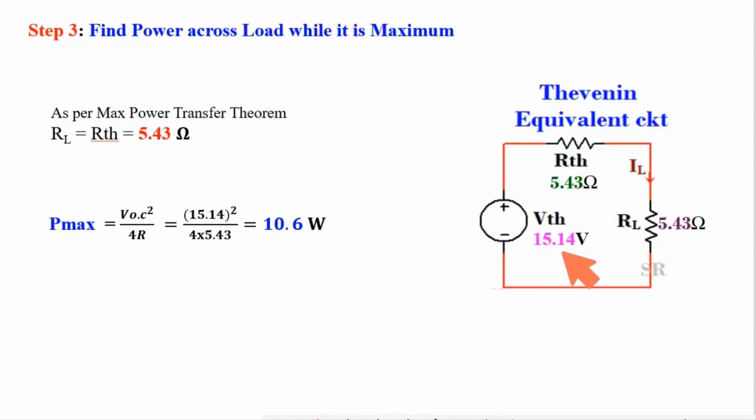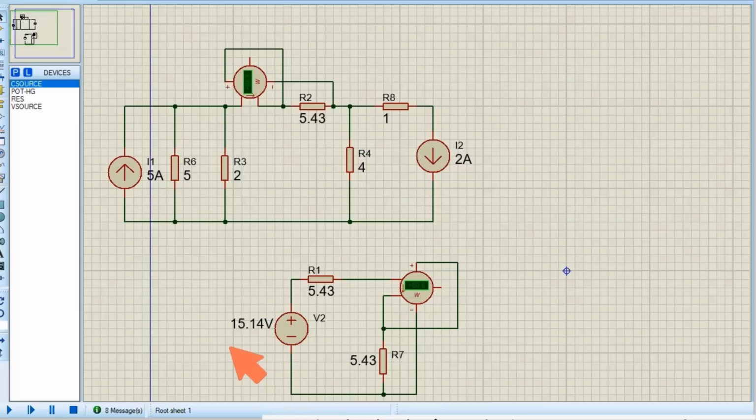So 15.14 is the Thevenin voltage, 5.43 is the source resistance. To get maximum power at load, the value of load should be the same as RTH, that is 5.43, and using the formula I got 10.6 watt as the maximum power at load. Now checking whether I am correct or not. See here, this is the Thevenin voltage, this is the Thevenin resistance. The load resistance should be equal to the Thevenin resistance, that is 5.43, and in the main circuit also I have used 5.43.